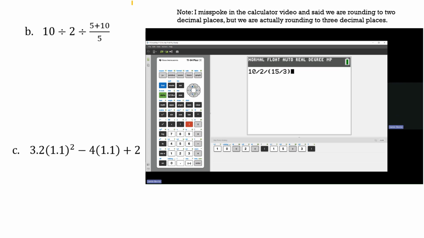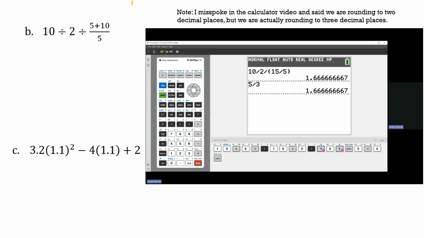So what I've got here is 10 divided by 2 divided by fraction, 15 divided by 3. Oh, 3. I was writing the answer. That was supposed to be a 5. All right, so I fixed that. It's supposed to be 15 divided by 5, not 15 divided by 3. Now we're going to hit enter, and there you go. So we're supposed to round to 2 decimal places, so that would be 1.67. As a fraction, that would be 5 over 3, I think. Let's check. 5 over 3.